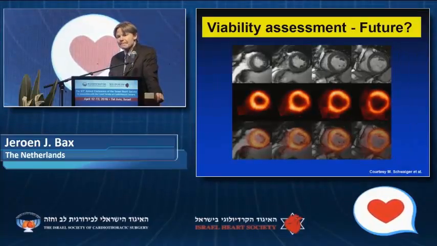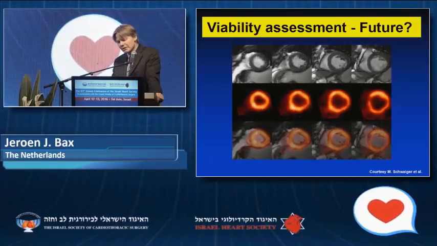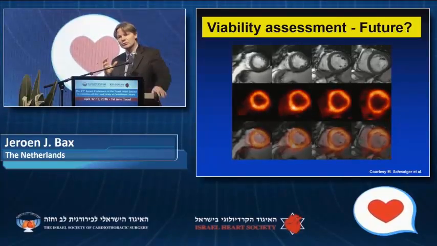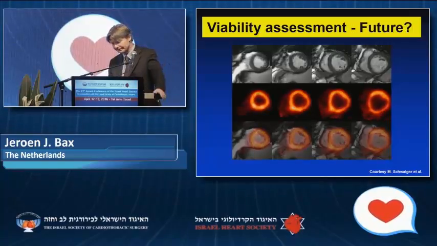Again, the future. I think we will see more and more fusion imaging. This is fusion imaging with MRI and PET. So you could do the delayed enhancement with the scar and fuse it with the glucose PET scan, then you would see the scar in correlation with the viable areas. That would be perfect to have a whole picture of the ventricle.